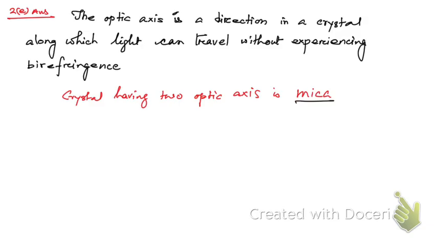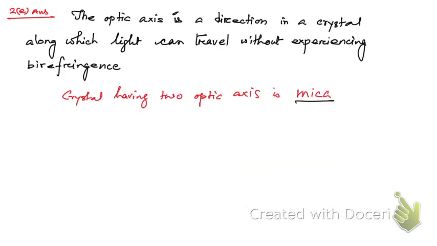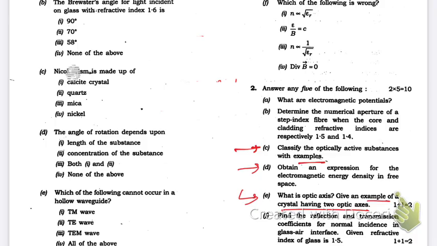Suppose you are asked to write a crystal having one optic axis. It is not asked in this question, but suppose it is asked, a crystal having one optic axis is going to be calcite. Remember this one also, it may be asked. So now let's move on to the next question.